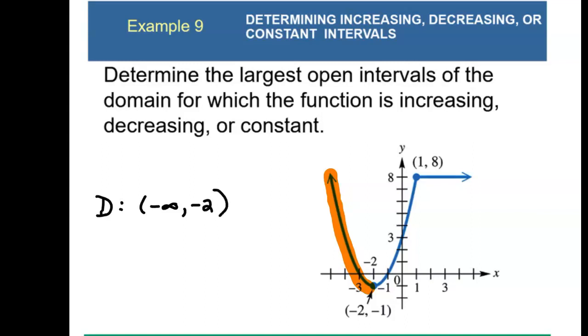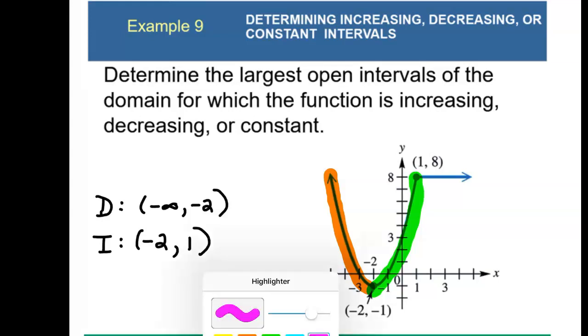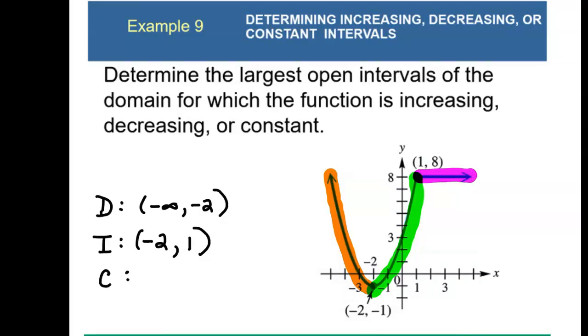All right. And then it is going to be increasing on the next interval from -2 up to 1. So it's increasing from -2 to 1. And then finally, it is constant for the remaining portion of the graph. So it is constant from 1 to infinity.